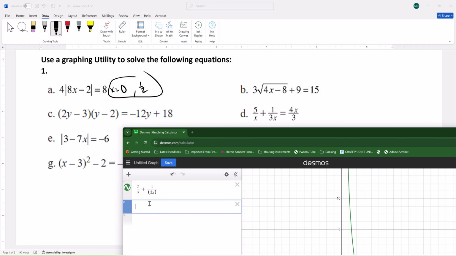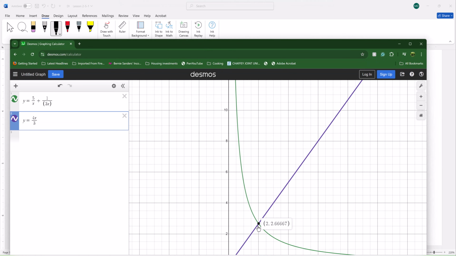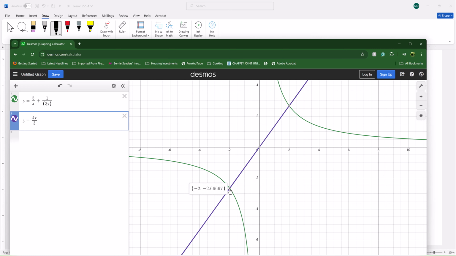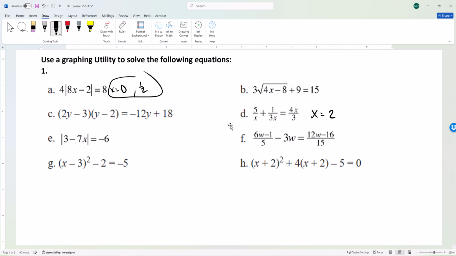And then on the other side, it's usually easier if you do y equals, and then the right side, x over 3. And then again, we look for where they intersect. And that's this value here, so that's going to be 2. Is there any other value? Oh, look at that, at -2. And so my answer is going to be x equals 2 and -2.